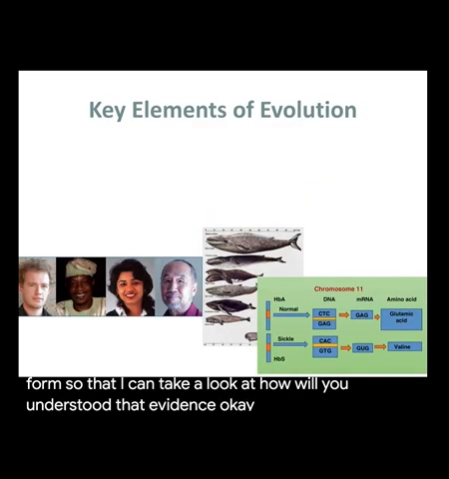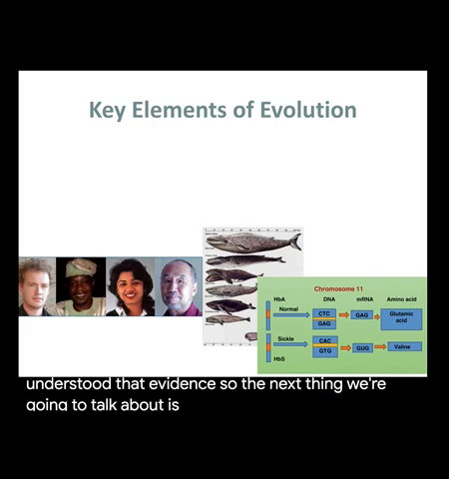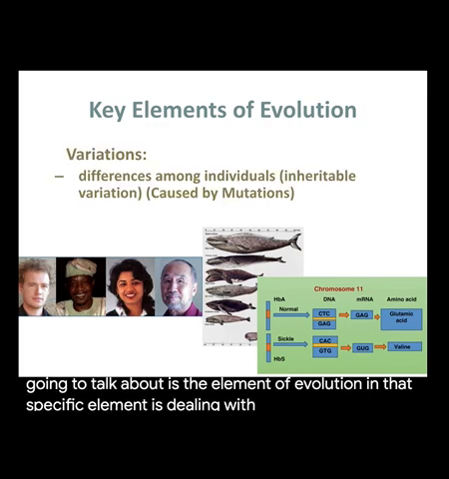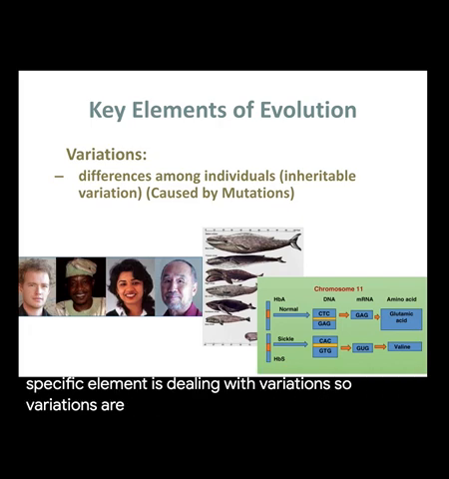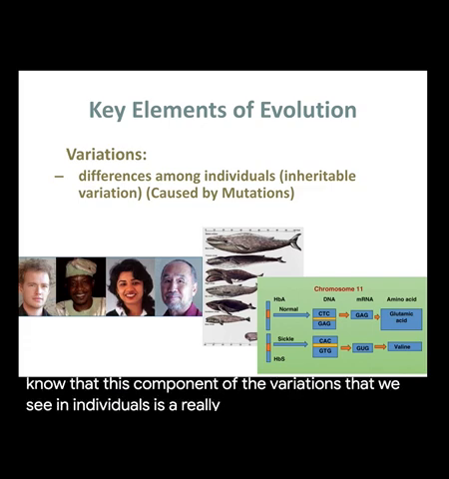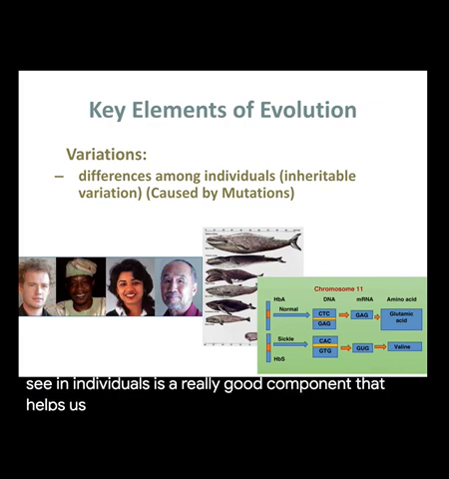Okay, so the next thing we're going to talk about is the element of evolution dealing with variations. So variations are differences among individuals. We know that this component, the variations that we see in individuals, is a really good component that helps us understand the multiple aspects of evolution.